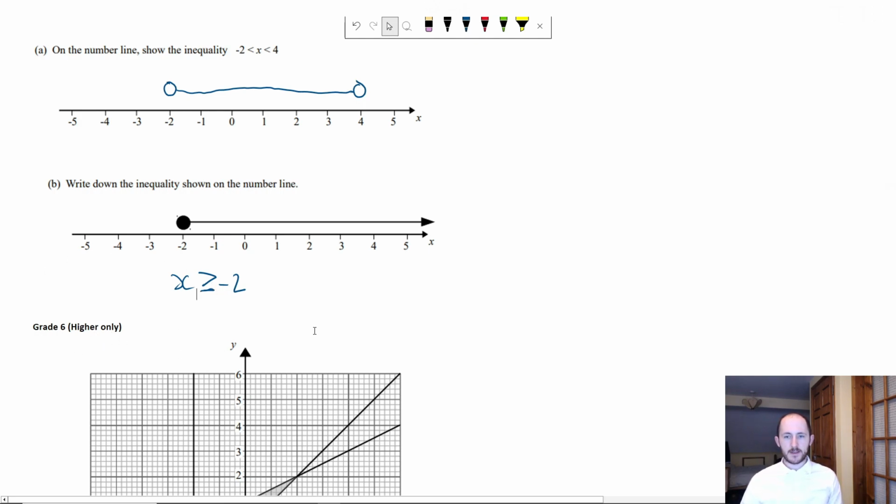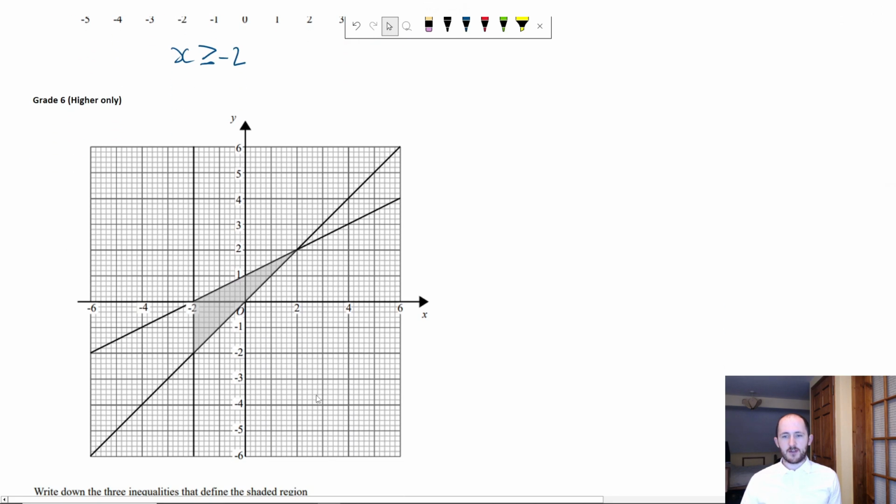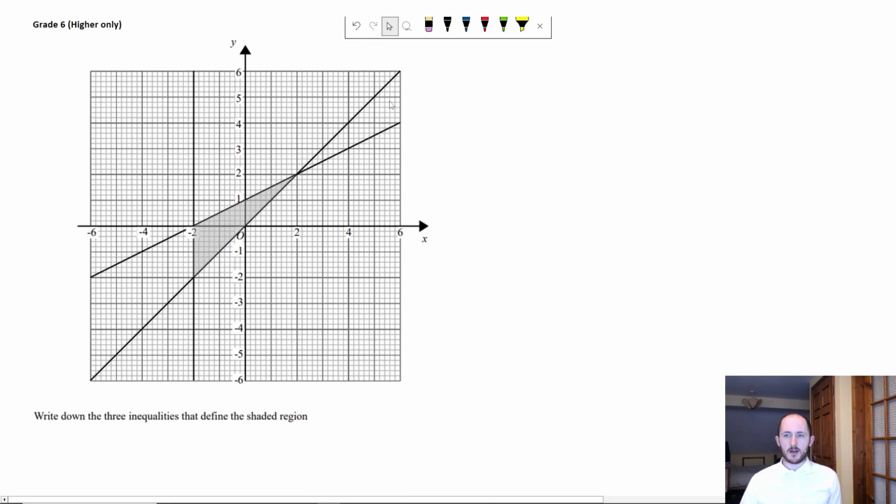Okay, so that's it for foundation. So if you're all happy with that, well done foundation guys. You can leave and rest up, maybe do a few practice questions. For those of you doing higher, we're going to move on to the grade 6 and then the grade 9 stuff. So grade 6 stuff is actually showing inequalities on graphs themselves, which is fairly funky.